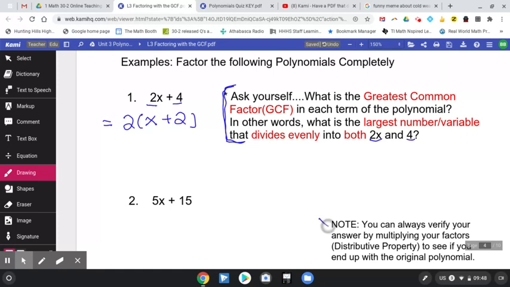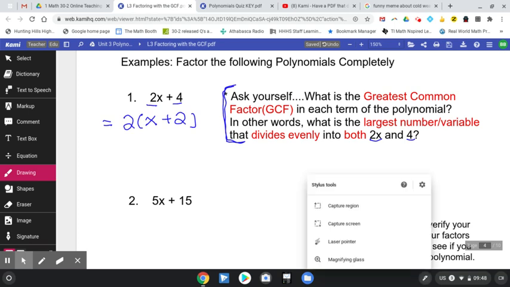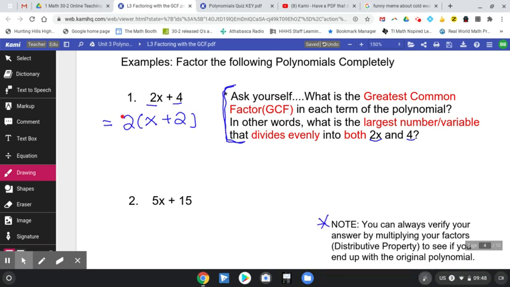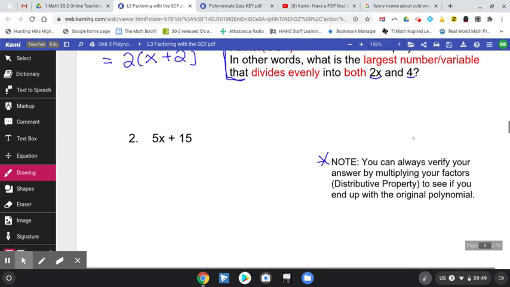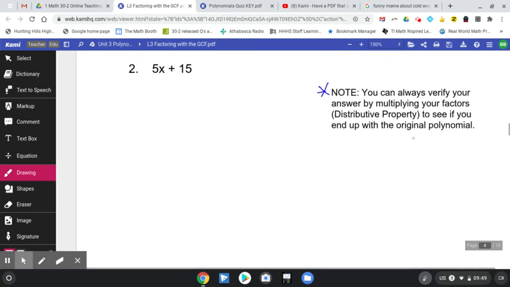And then a little note down at the bottom here says you can always verify your answers by multiplying your factors with the distributive property to see if you end up with the original polynomial. So a little mental check here. 2 times x is 2x. 2 times positive 2 is positive 4. So I know it checks out. All I've done is take the polynomial and write it in a different form.